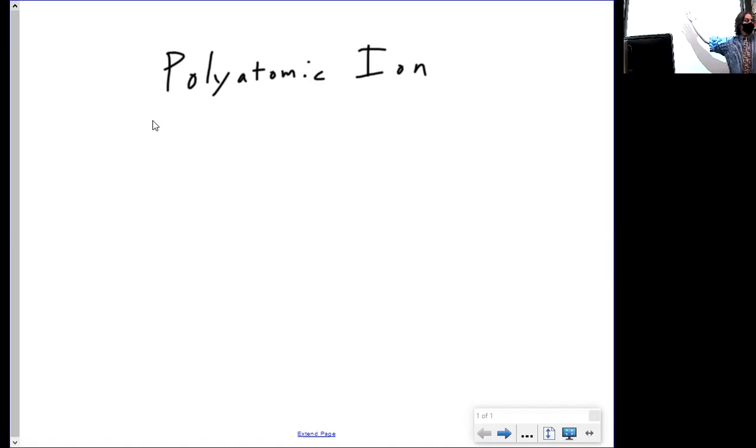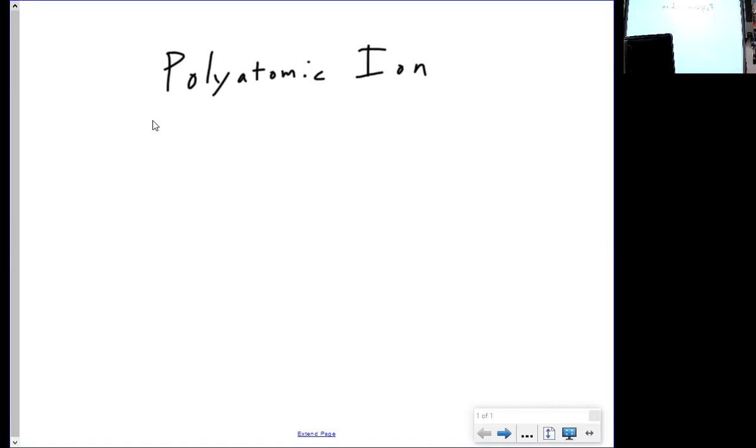We know what an atom is. Poly means more than one. Many, more than one. So this is just an ion that's made of more than one atom. And the cool thing about polyatomic ions is that all of their names and all of their charges and all of what they are is always given to you for free.